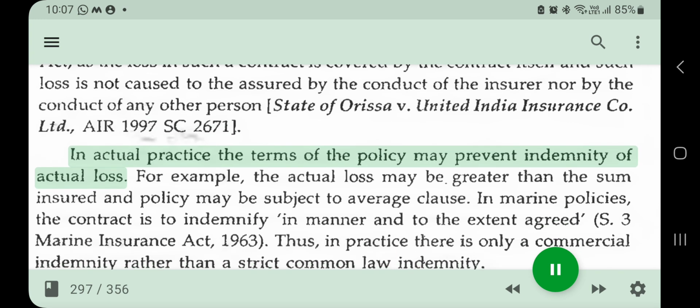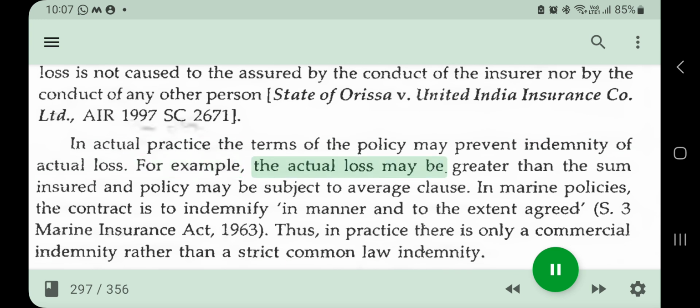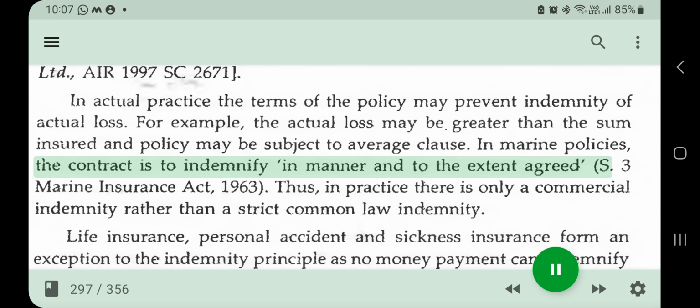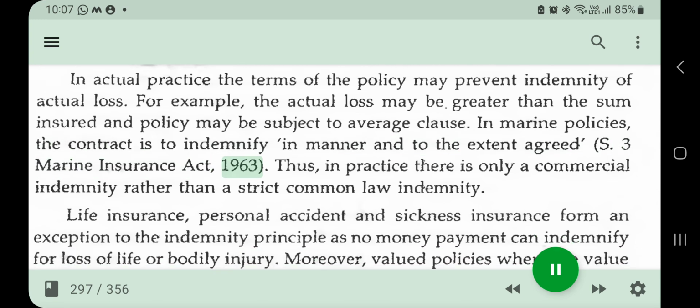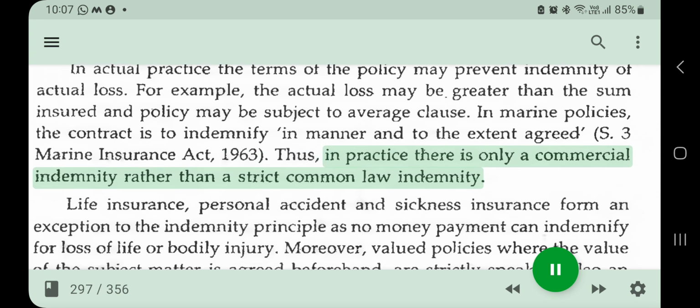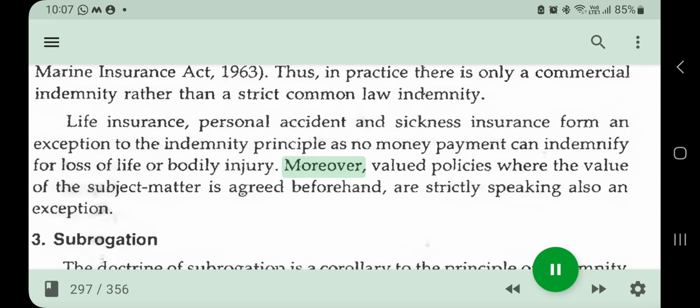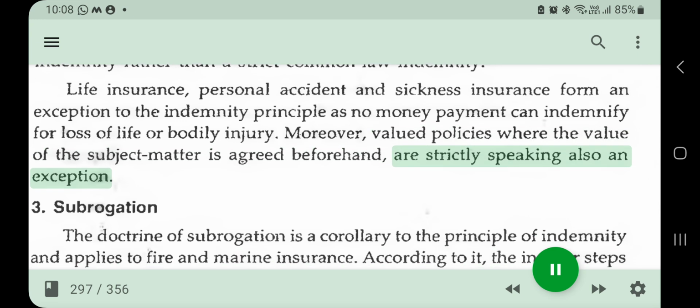In actual practice, the terms of the policy may prevent indemnity of actual loss. For example, the actual loss may be greater than the sum insured, or the policy may be subject to an average clause. In marine policies, the contract is to indemnify in the manner and to the extent agreed, S. 3, Marine Insurance Act, 1963. Thus, in practice there is only a commercial indemnity rather than a strict common law indemnity. Life insurance, personal accident and sickness insurance form an exception to the indemnity principle, as no money payment can indemnify for loss of life or bodily injury. Moreover, valued policies, where the value of the subject matter is agreed beforehand, are strictly speaking also an exception.